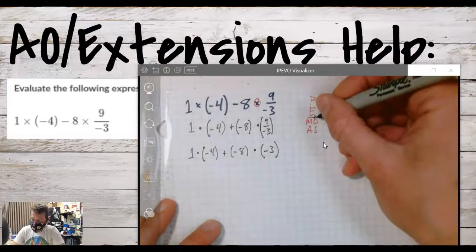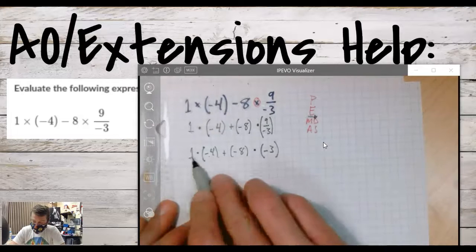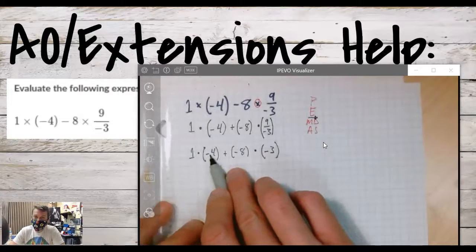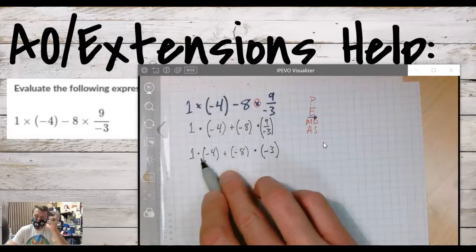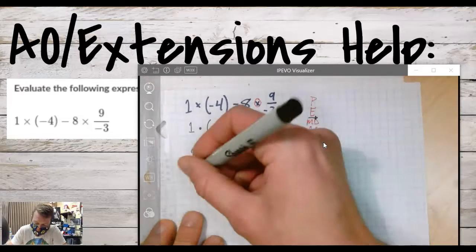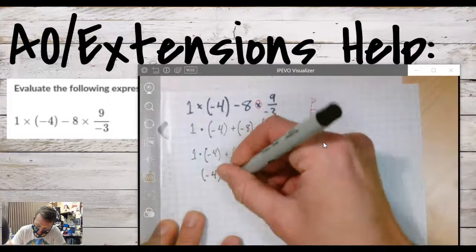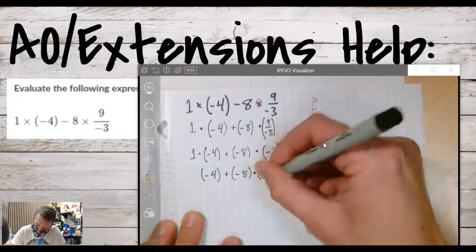Now we're really looking for the multiplication division working left to right. So I have multiplication right here. Well, what does 1 times something do? It does nothing, right? Multiplying by 1 leaves things alone. It doesn't change anything. So we get -4 plus -8 times -3.